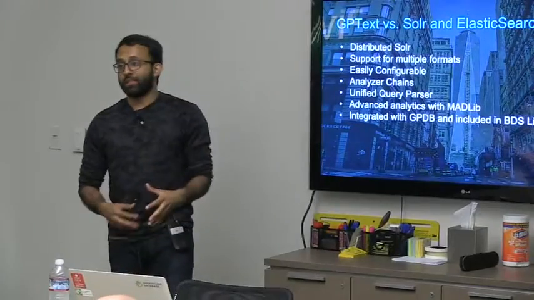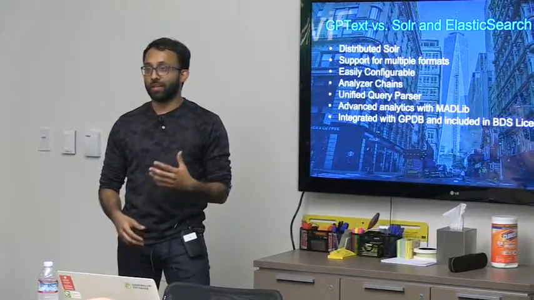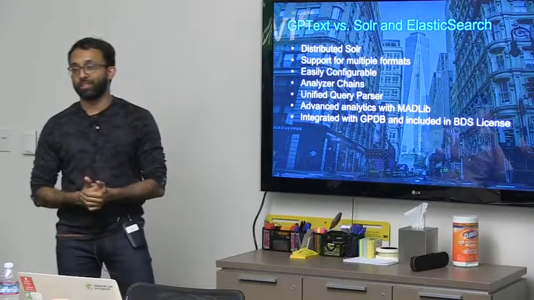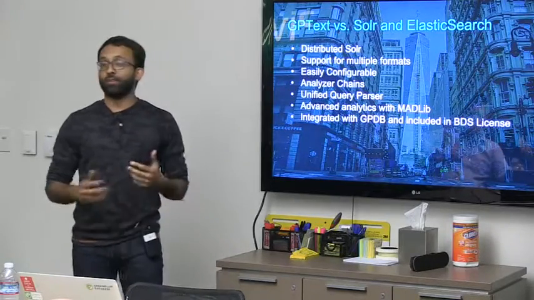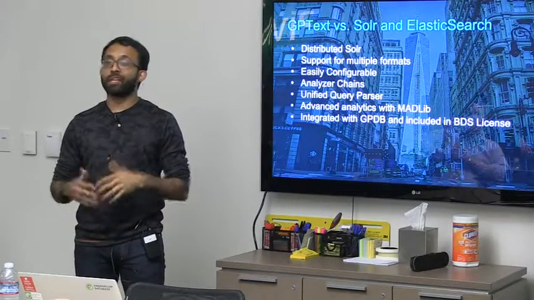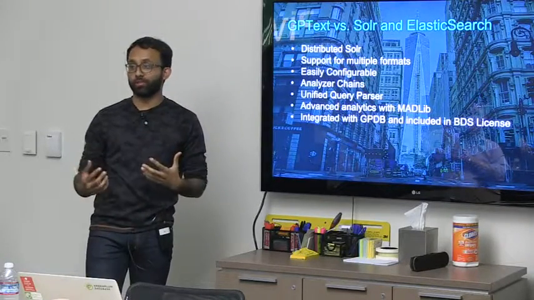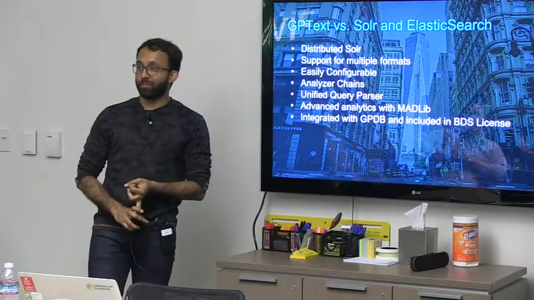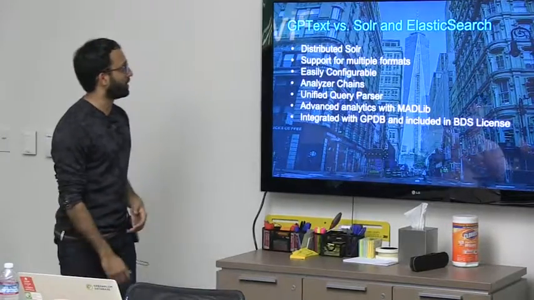So what are the advantages versus some of our leading search engines and search engine databases that we have? In this case, Solr and Elasticsearch are number 1 and number 2. And how does GPText fare against that? As you know, GPText is essentially taking Solr and putting it on top of GPDB. So we have a distributed version of Solr. We provide that high availability, and we provide the MPP architecture. So you get much faster results by leveraging GPDB.